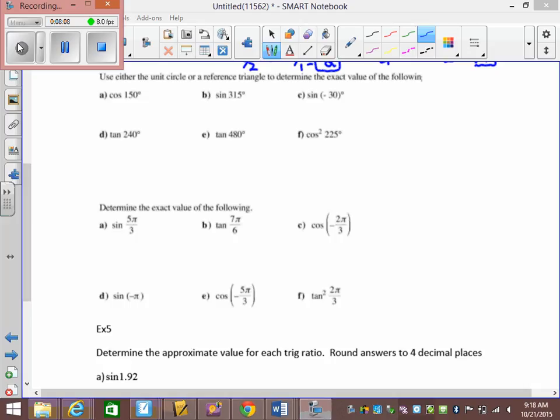Okay, cos of 150. If I go to 150, what would you get for cos? Negative root 3 over 2? Yeah, because cos is the x-coordinate. Sine of 315.